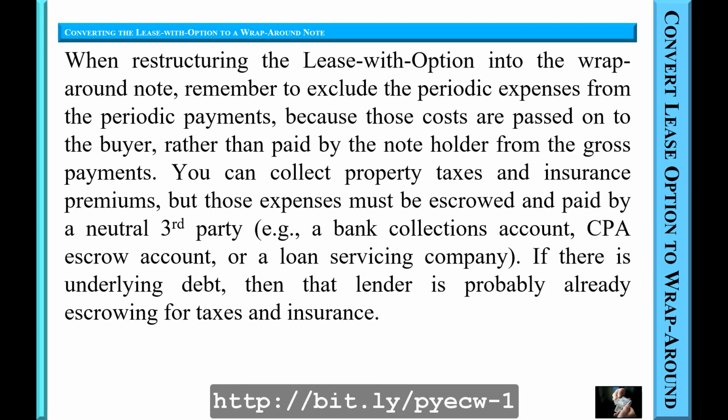When restructuring the lease with option into the wraparound note, remember to exclude the periodic expenses from the periodic payments because those costs are passed on to the buyer rather than paid by the note holder from the gross payments. You can collect property taxes and insurance premiums, but those expenses must be escrowed and paid by a neutral third party. For example, a bank collections account, a CPA escrow account, or a loan servicing company. If there is underlying debt, then that lender is probably already escrowing for taxes and insurance.